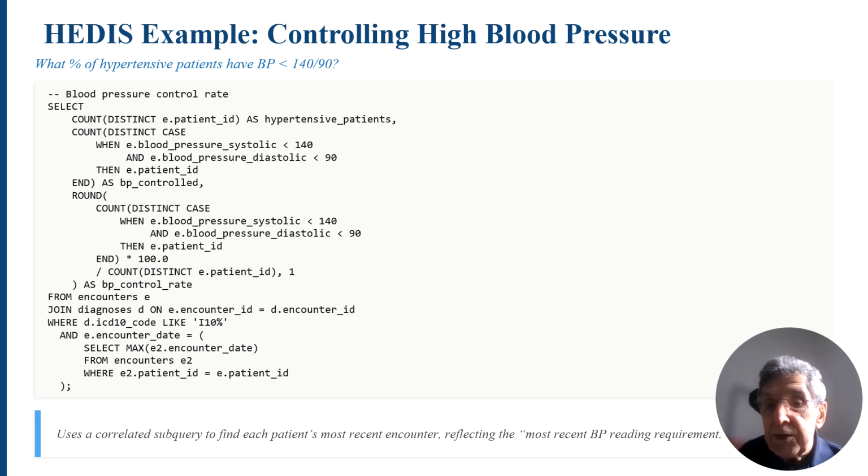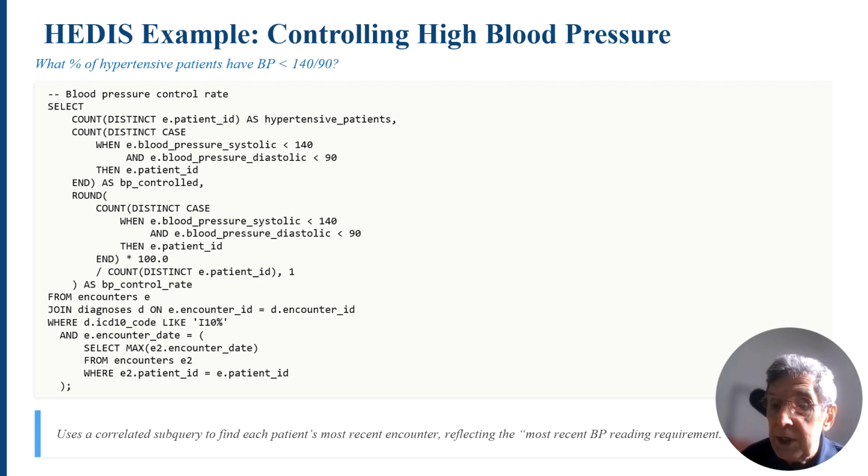The case inside the second count distinct checks whether the systolic reading is below 140 and the diastolic is below 90. Both conditions must be met for the patient to count as controlled. So the important detail here is the correlated subquery in the where clause. It filters to only the most recent encounter for each patient by requiring that the encounter date equals the max encounter date for that patient.